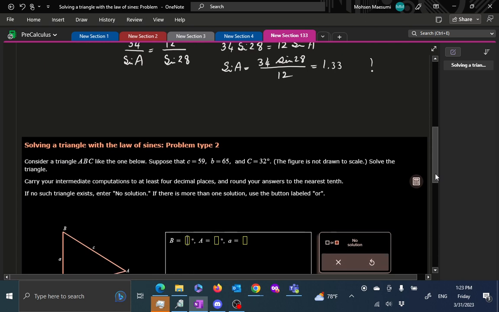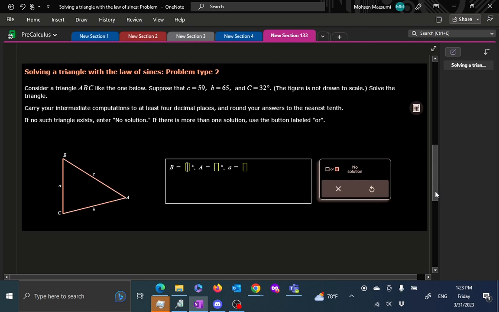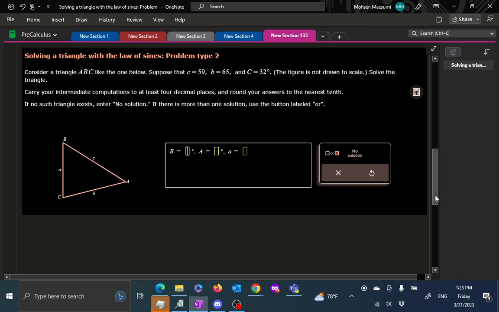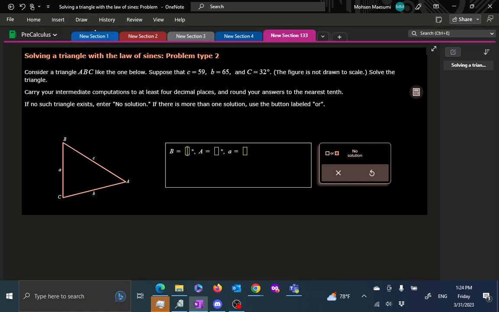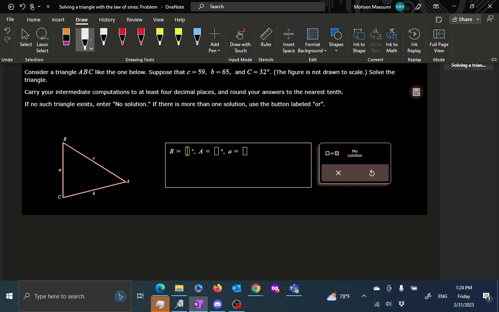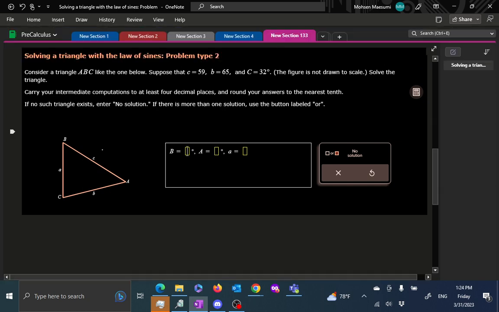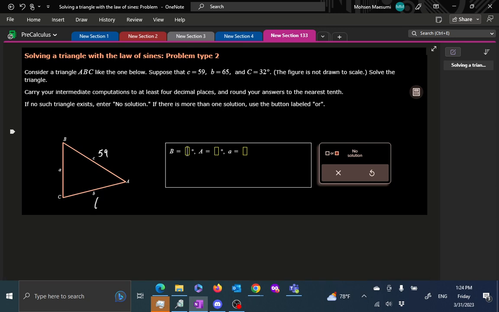Next question here, same type. We are given a different set of numbers. This one, we are given that this is 59 degrees. B is given to be 65. Oh, no, sorry. I mistook. Let's start again. So C is, this is 59. B is 65. Angle C is 32 degrees.